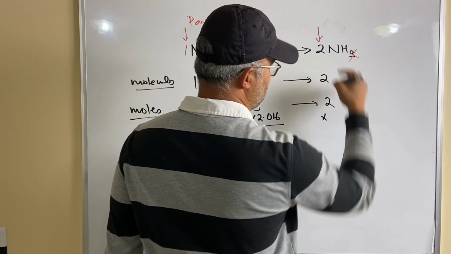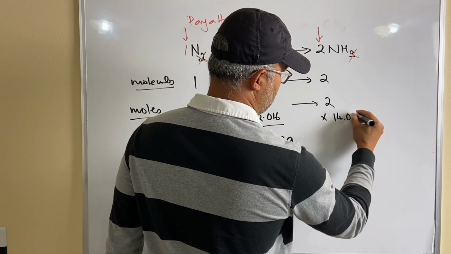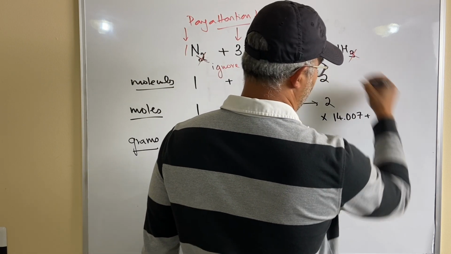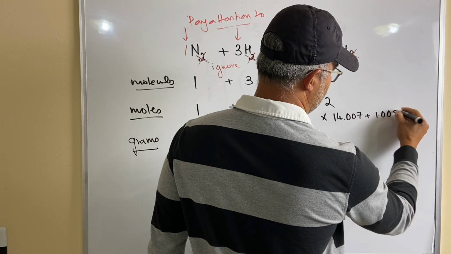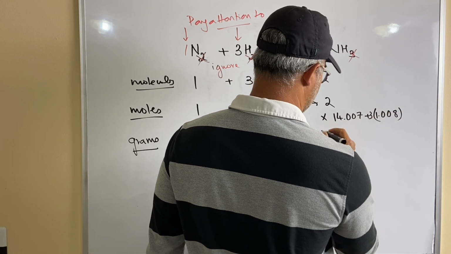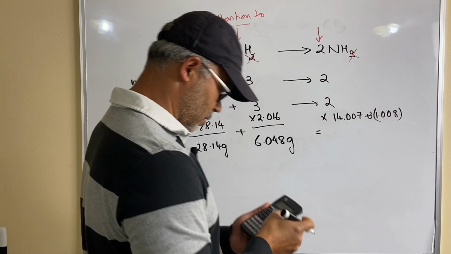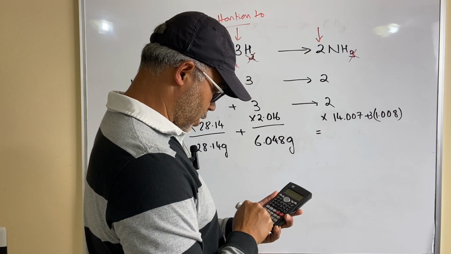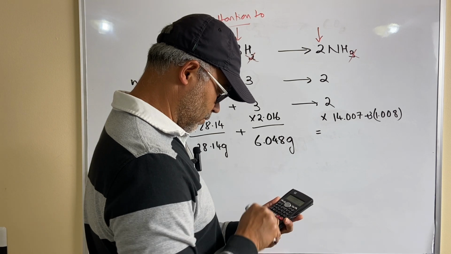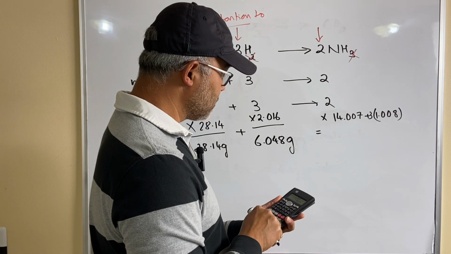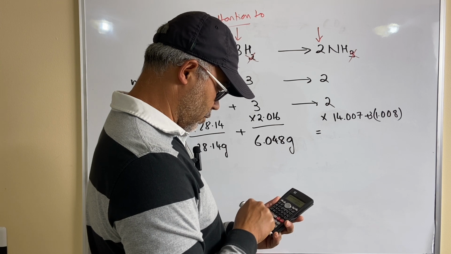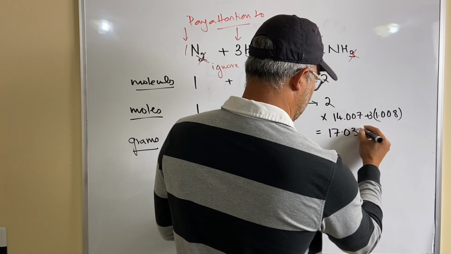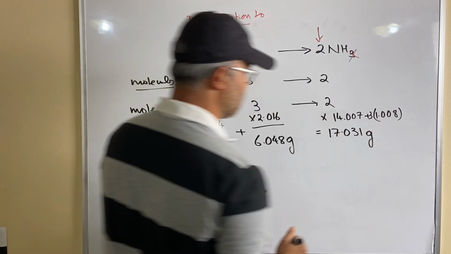So nitrogen is 14.007 plus hydrogen, each hydrogen is 1.008, and there are 3 hydrogens. So that gives me a total of 3 times 1.008 plus 14.007, 17.031 grams.